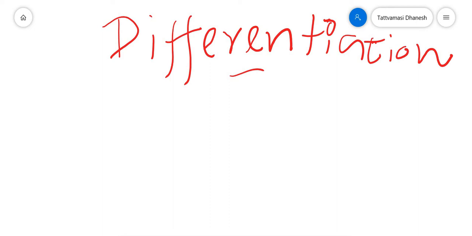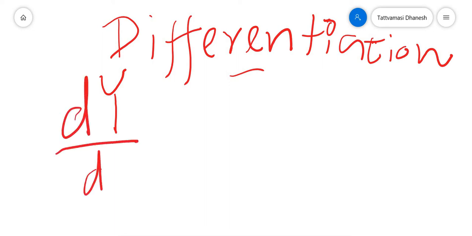So there were two variables, one is displacement, another one is time. Here also we are introducing two variables. We are splitting the variable y with respect to x, that we call dy by dx. This is the simplest form. Here y stands for displacement and x stands for time. So here we are differentiating y with respect to x.